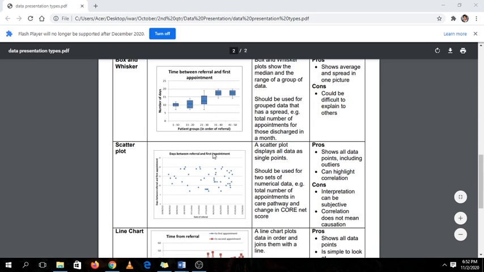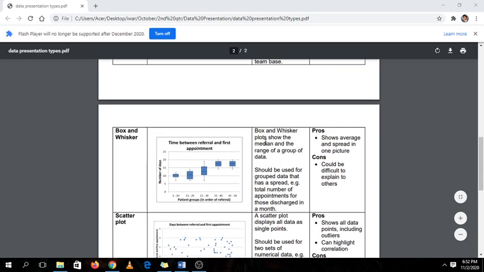So you don't usually use this one, but anyway, the box and whisker plot shows the median and the range of a group of data. So it must be used for group data that has a spread. Example, total number of points meant for those discharged in a month. So dapat when you say spread, kung ano kalapta ang imong data. Okay, that's why may range na siya.